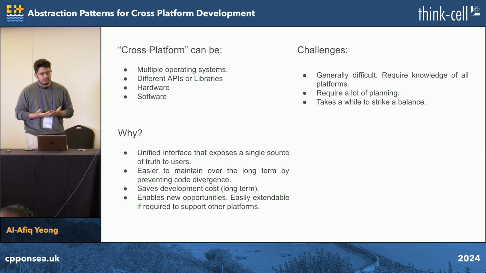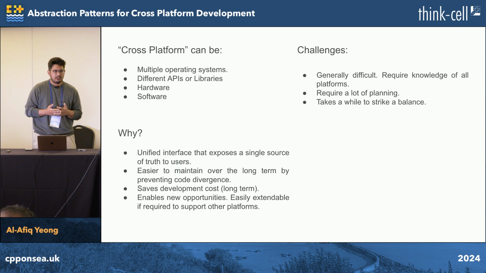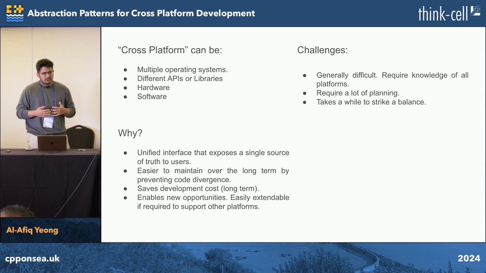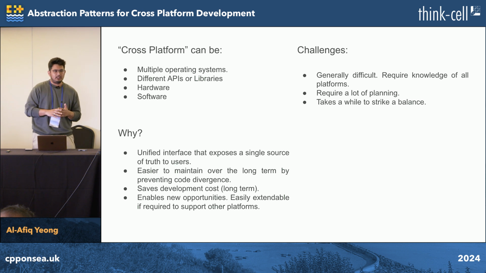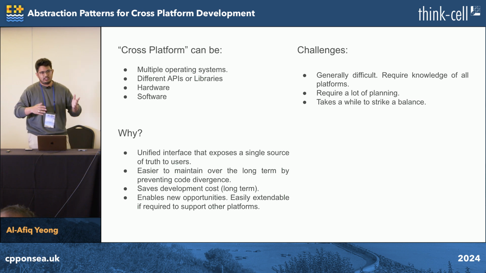As to why you want to create an abstraction pattern when dealing with cross-platform code, when you have the abstraction, it provides the unified interface that exposes a single source of truth to the users of your library. It becomes easier to maintain because you no longer have code divergences outside of the library. And also, you save development costs in the long term. Yes, there is that initial upfront development cost, right, when you're doing the R&D and you're doing the planning. But over time, it saves a lot of development costs.